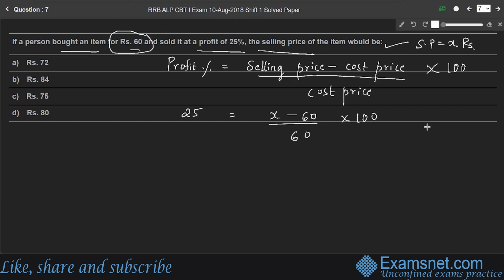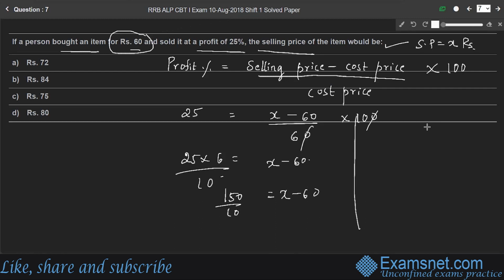Here we can cancel one 0. So 25 into 6, divided by 10, equals X minus 60. 25 into 6 is 150, by 10 is equal to X minus 60. Therefore, 150 by 10 is 15, plus 60 is equal to X. Therefore, the value of X is equal to 75, which is the selling price. Selling price of the item is 75 rupees.